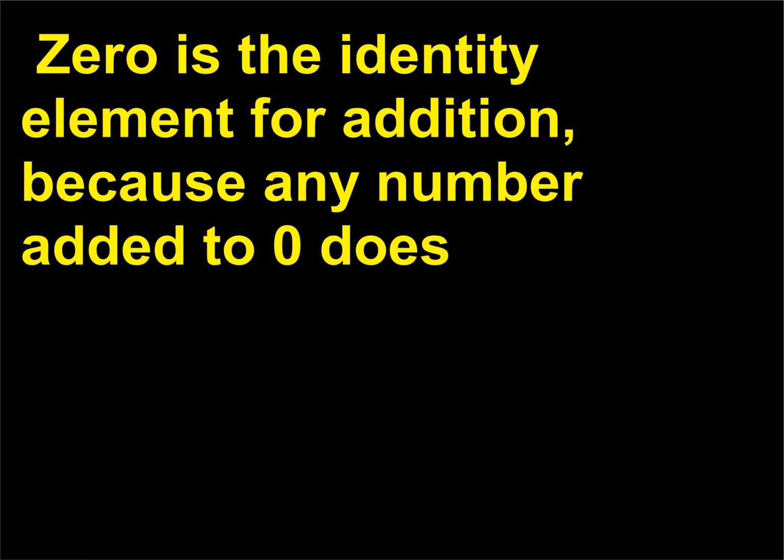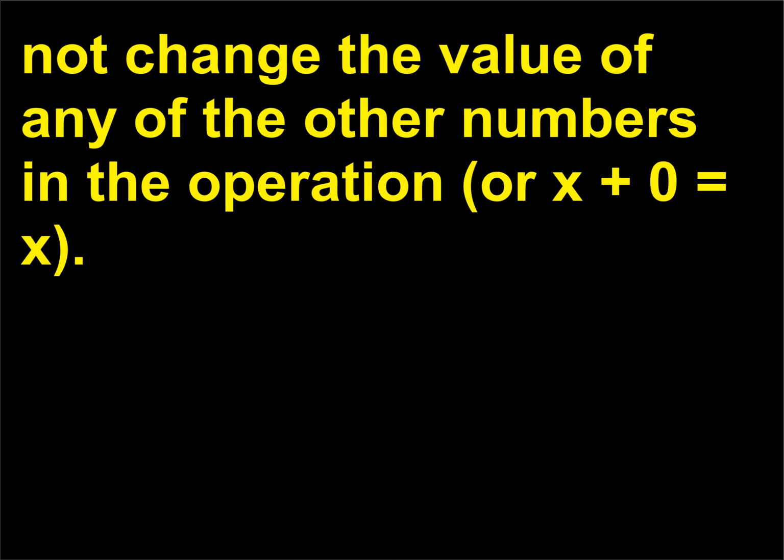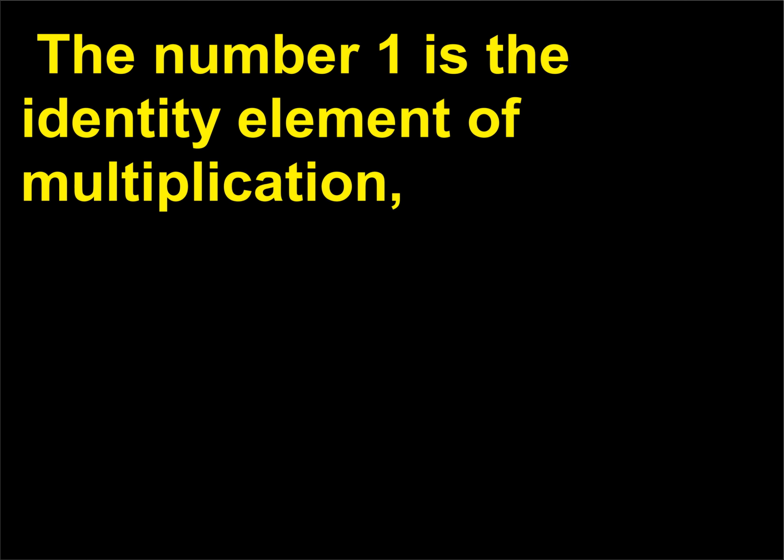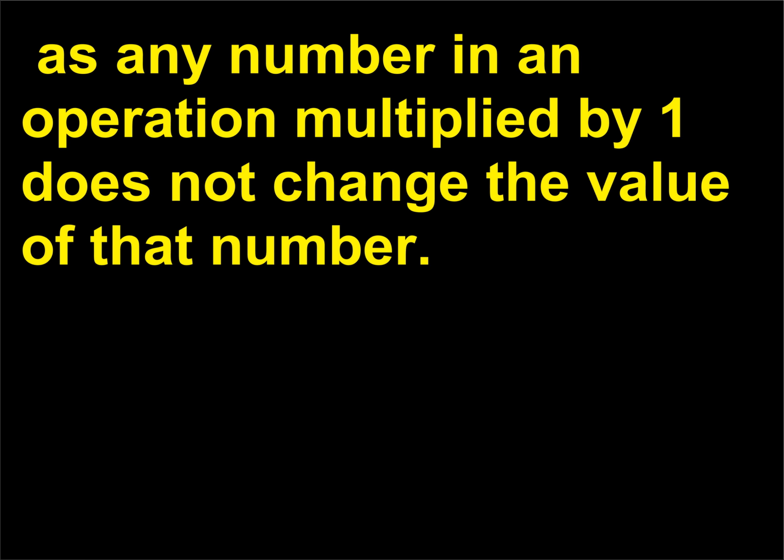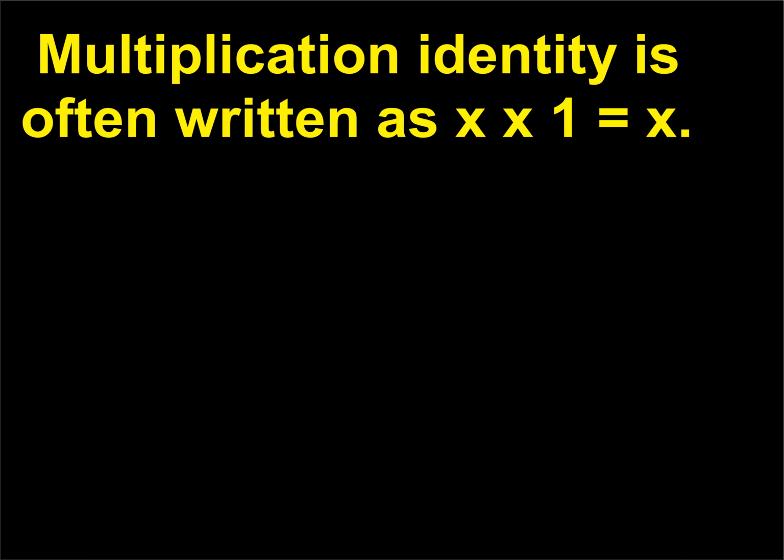0 is the identity element for addition, because any number added to 0 does not change the value of any of the other numbers in the operation, or x plus 0 equals x. The number 1 is the identity element of multiplication, as any number in an operation multiplied by 1 does not change the value of that number. Multiplication identity is often written as x(1) equals x.